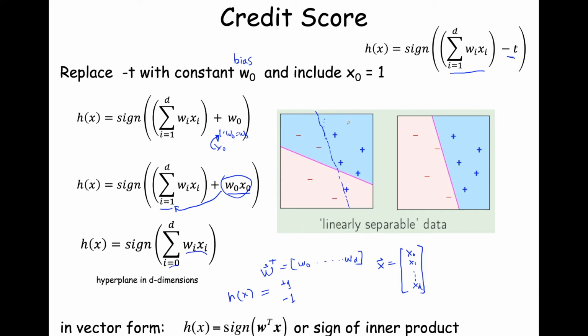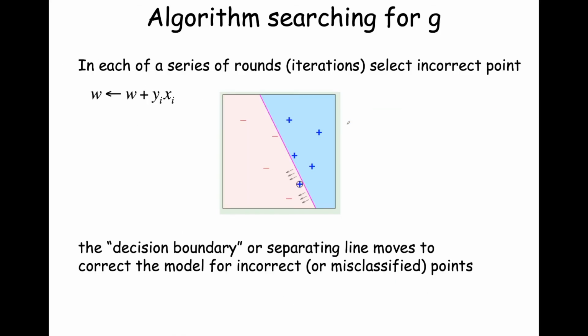Okay, so this is our version of h of x, and that's where we left off last time. And then in our PLA algorithm, we're going to find a different w, a different linear model or line in multiple dimensions, and we're going to do that with the following update rule. So you can think of this w as being the old version, and you want to find this w, which is the new version.